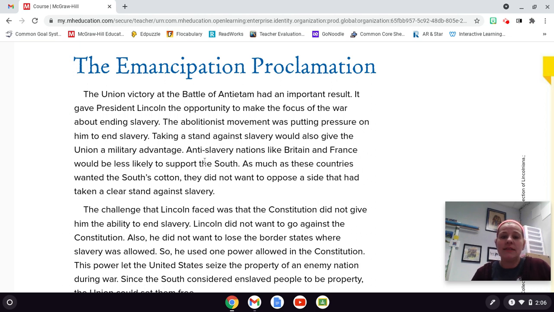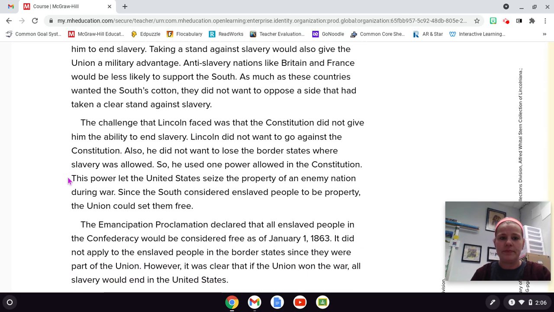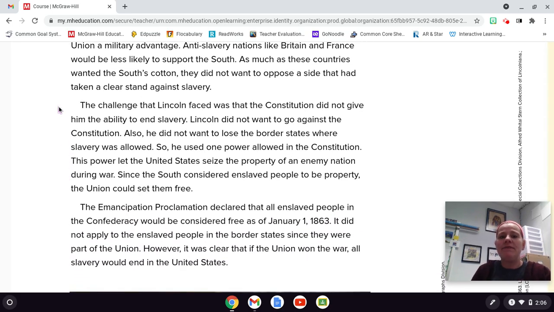As much as these countries wanted the South's cotton, they did not want to oppose a side that had taken a clear stand against slavery. The challenge that Lincoln faced was that the Constitution did not give him the ability to end slavery. Lincoln did not want to go against the Constitution. Also, he did not want to lose the border states where slavery was allowed. So he used one power allowed in the Constitution. This power let the United States seize the property of an enemy nation during war.